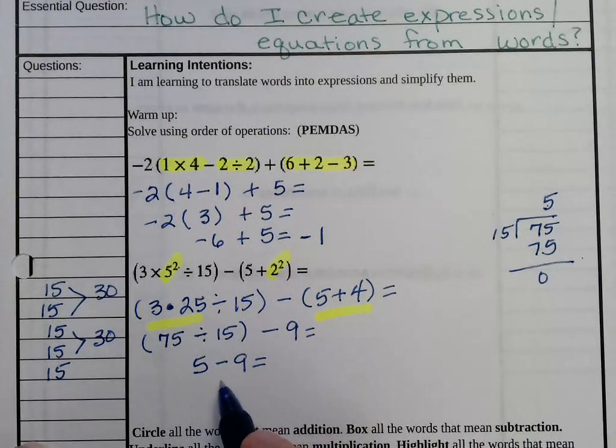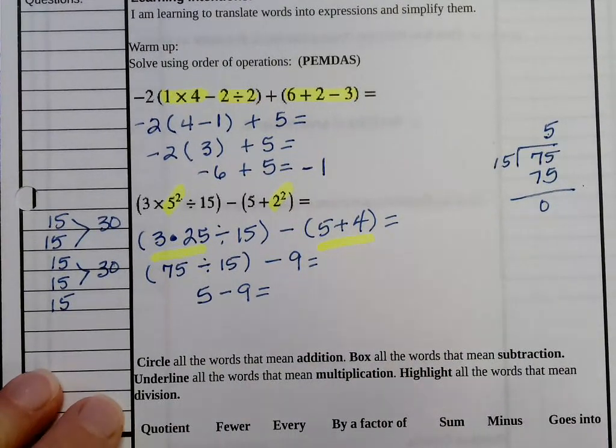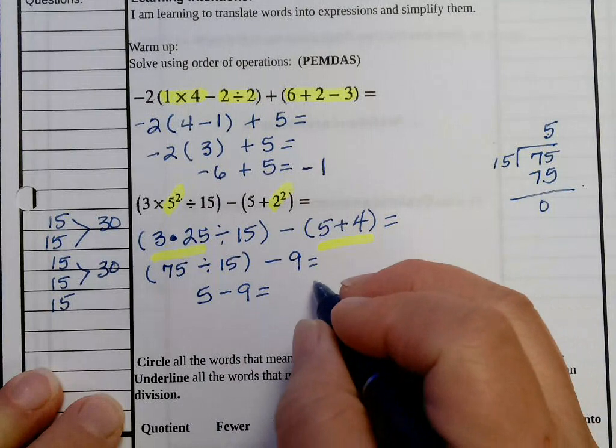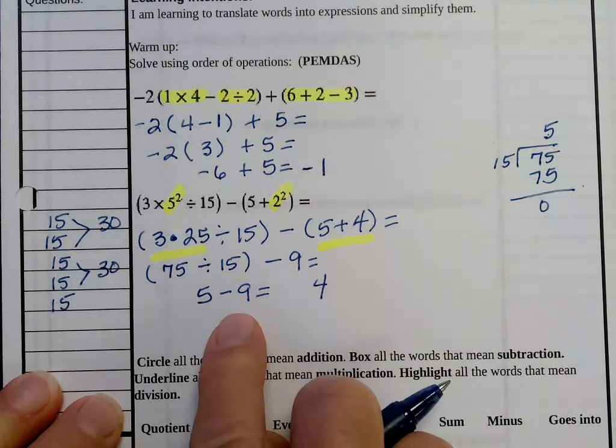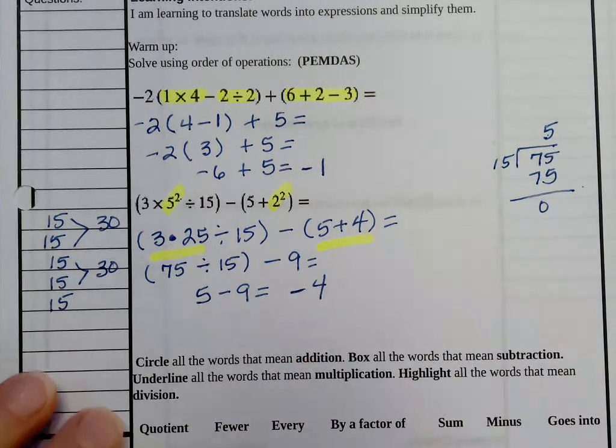Okay, 5 minus 9. Once again, they're opposite signs. So 9 minus 5 is 4, but the negative is attached to the 9, so I need to make it a negative 4.